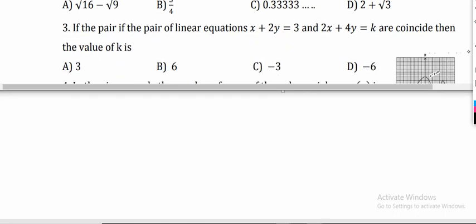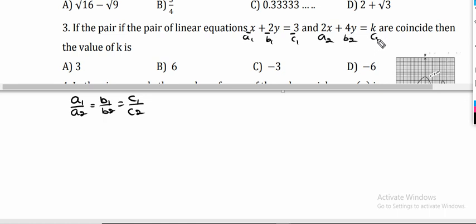If the pair of linear equations x plus 2y is equal to 3, 2x plus 4y is equal to k coincide, then the value of k is... That means the condition for coincident lines is a1 by a2 is equal to b1 by b2 is equal to c1 by c2. So here you get the values: this one is a1, b1, c1, and here a2, b2, and this one is c2.